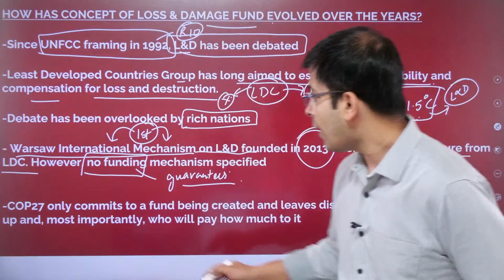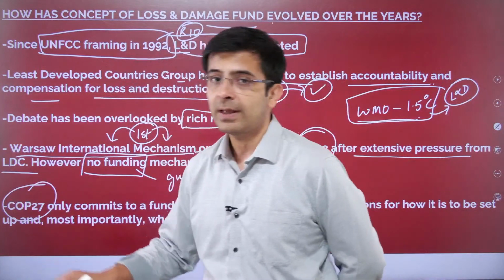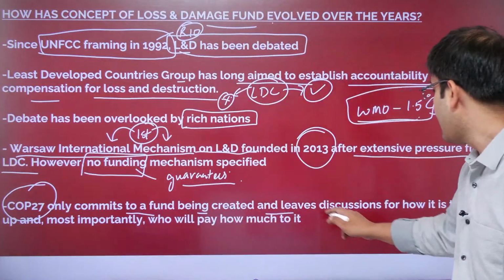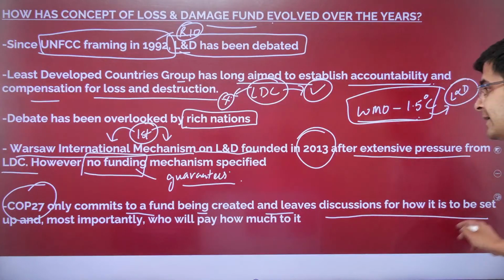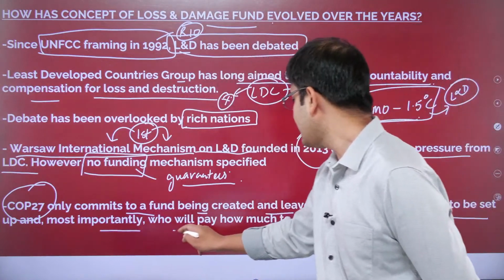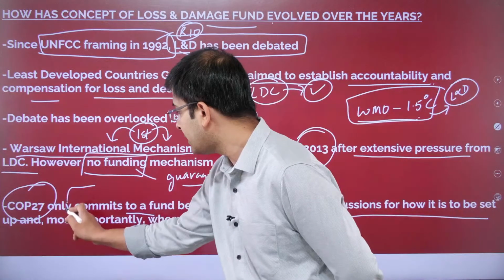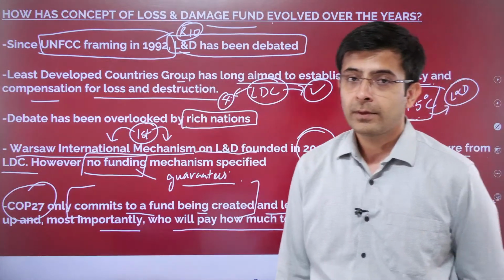Okay. So COP27, going back to Sharm el-Sheikh, where they finally came up with some sort of agreement, is what the newspapers will tell you. And yes, they are correct to the extent that it commits to a fund being created and leaves discussion for how it is to be set up, and most importantly, who will pay how much. Only saying that, okay, we are going to create a fund. This is like bureaucracy at its finest. You know, how to delay something to the maximum extent possible.